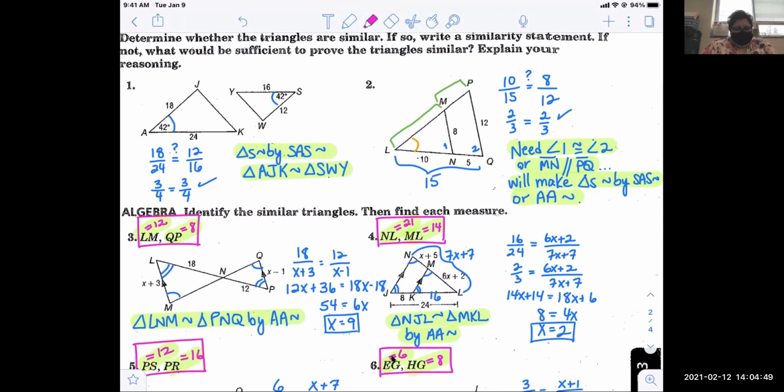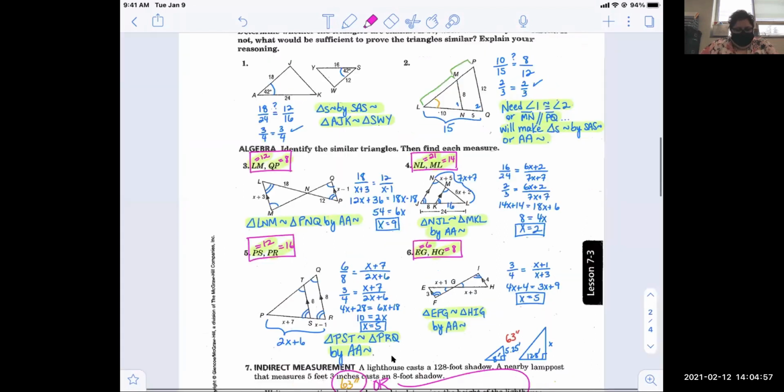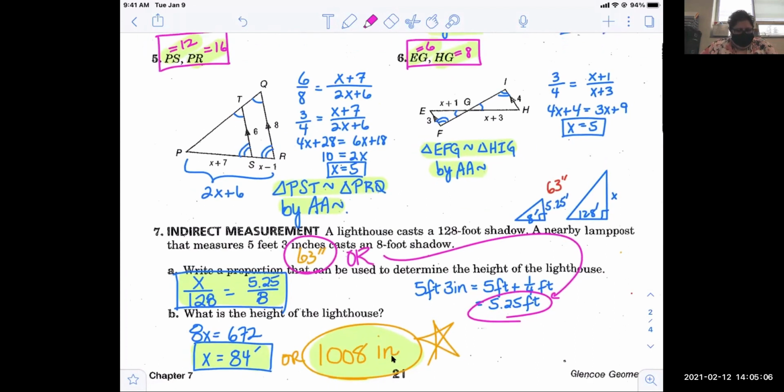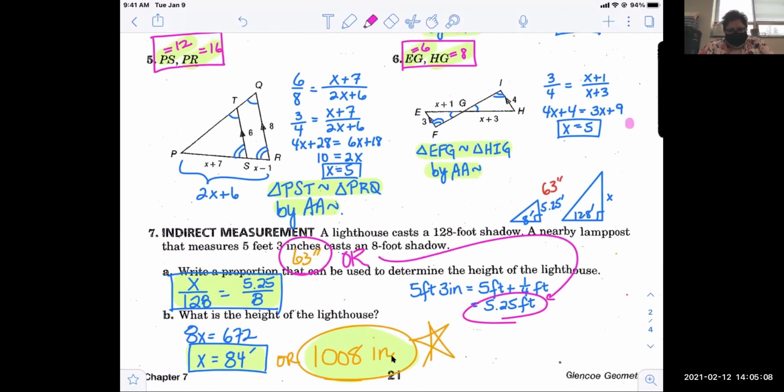I'm going to go kind of fast, so if you need to take pictures, go ahead and do that. How about these? Oh, I just realized, I'm sorry, I was on page 2, wasn't I? Sorry about that. Okay, we'll go back up in a minute.